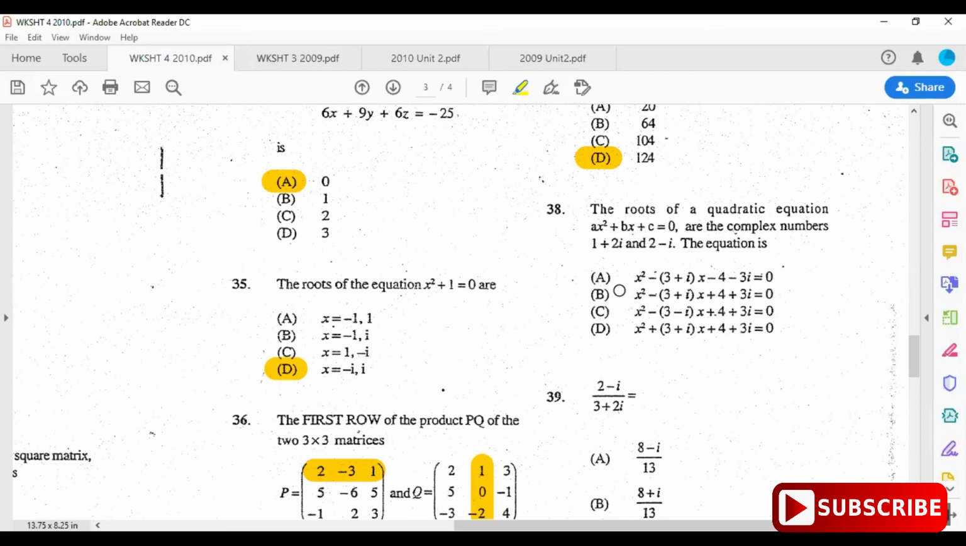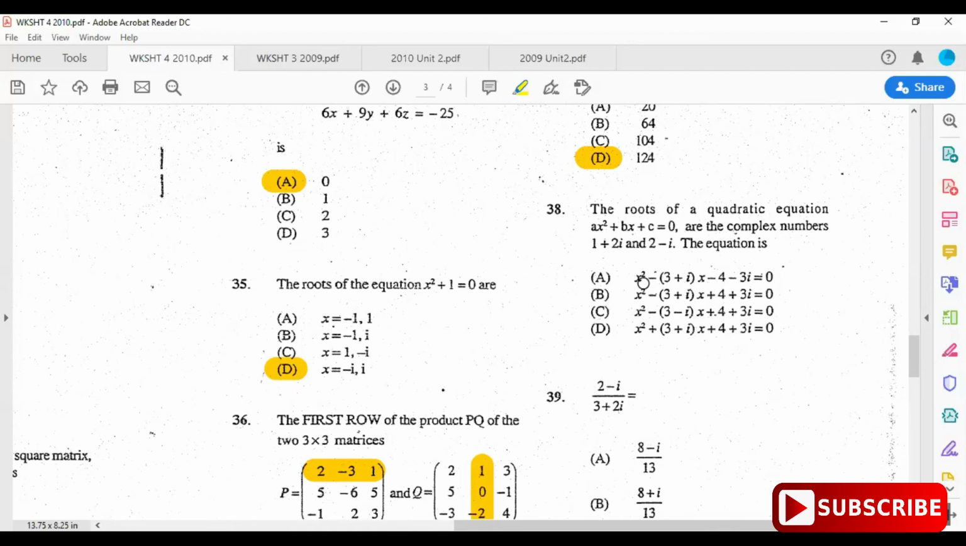Sir, another way to do this, couldn't we say something like, since the roots are 1 plus 2i and 2 minus i, wouldn't it be like z minus 1 plus 2i multiplied by z minus 2 minus i? Yeah, you can work it from there as well. Then you get the equation and compare it with one of the 4 options. Yeah, you can do it like that too.